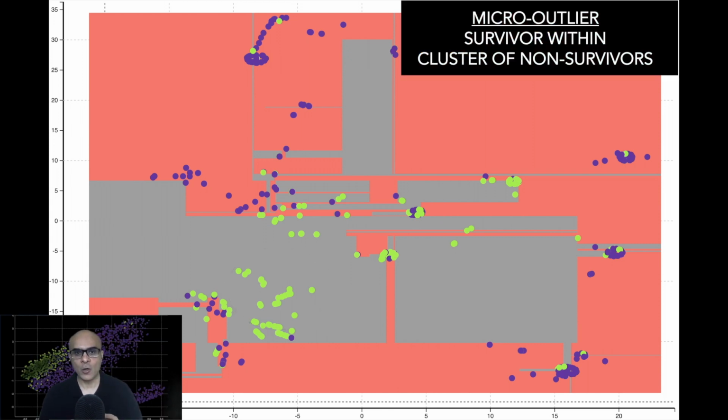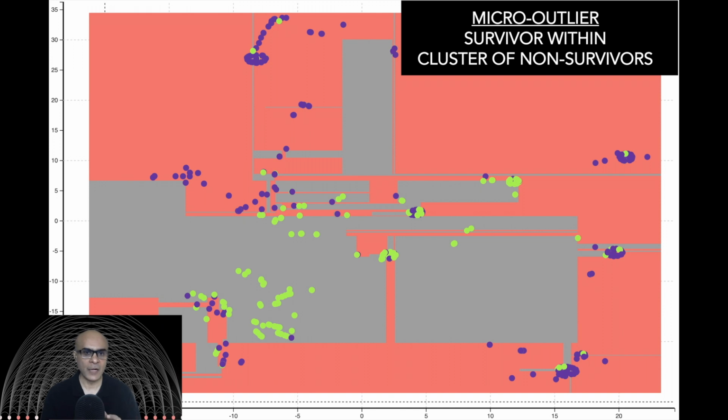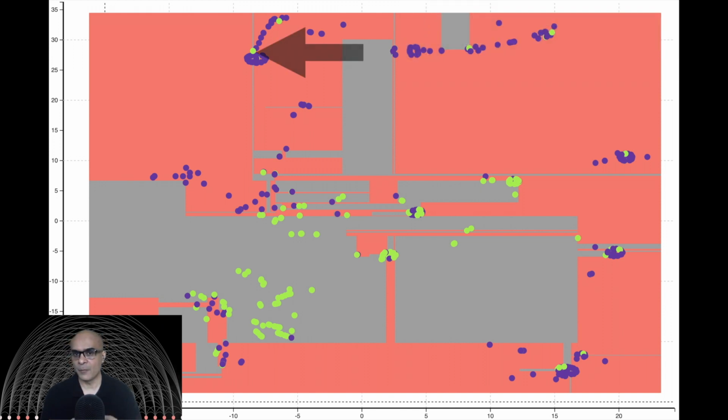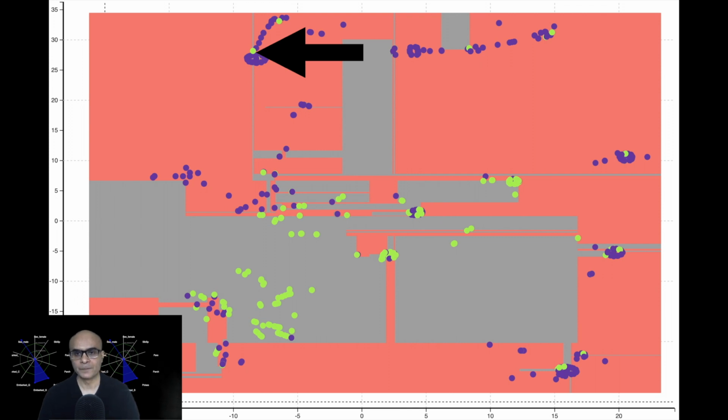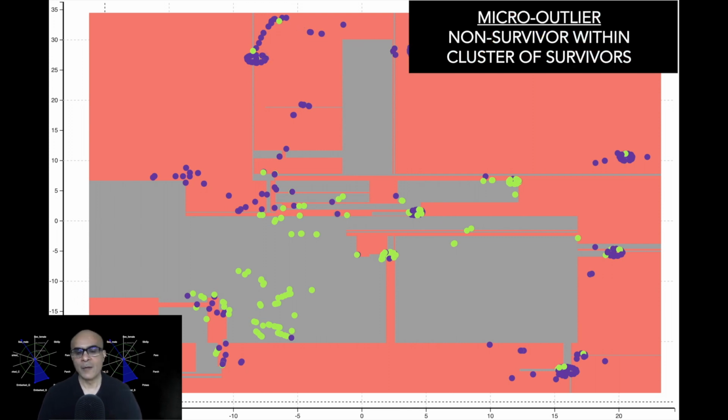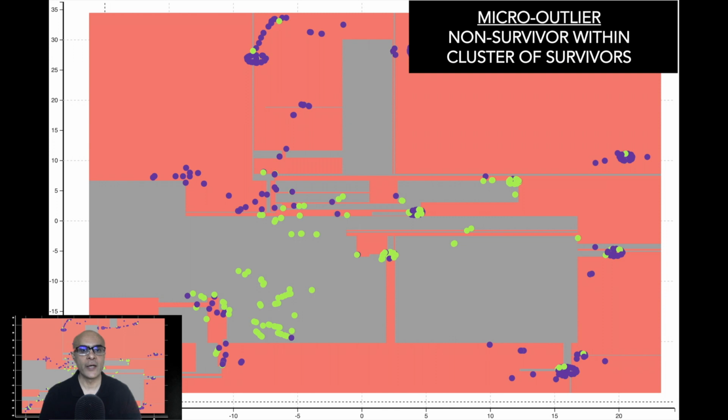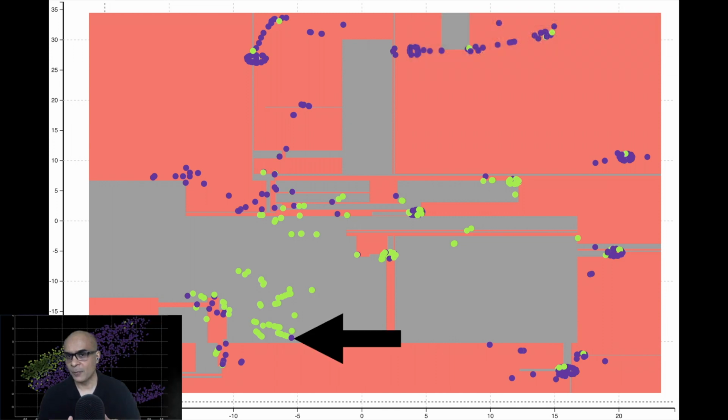So a micro-outlier is a survivor within a cluster of non-survivors. So for example, a point which is shown on the screen. And similarly, a micro-outlier is also a non-survivor within a cluster of survivors. So for example, a point which is shown on the screen.